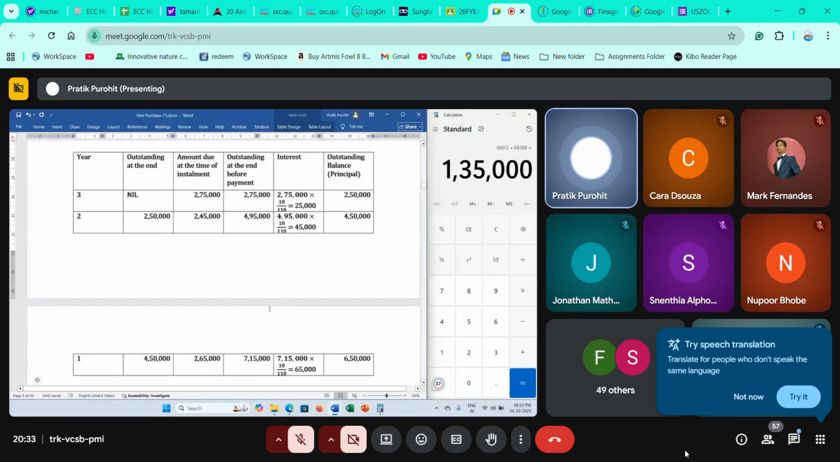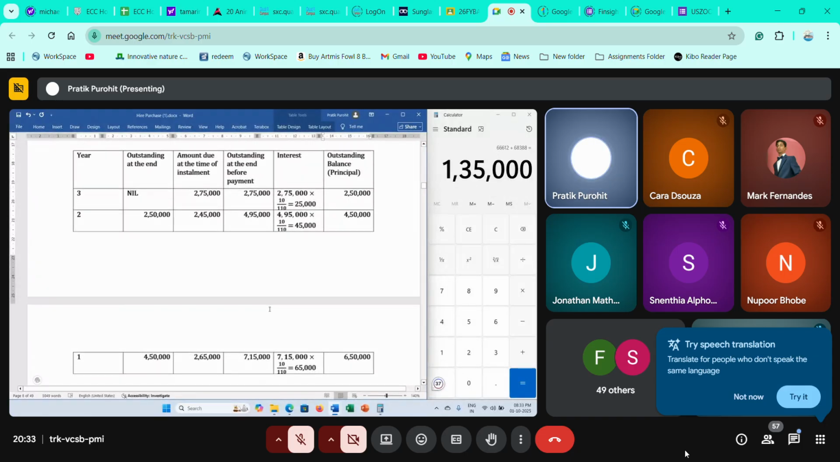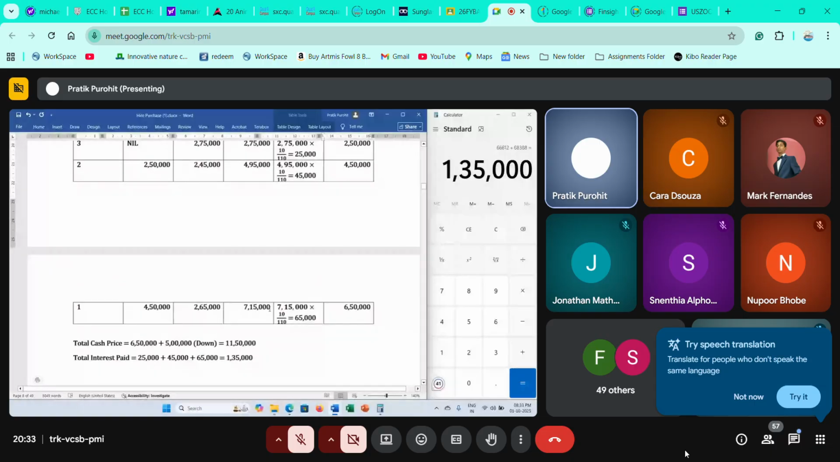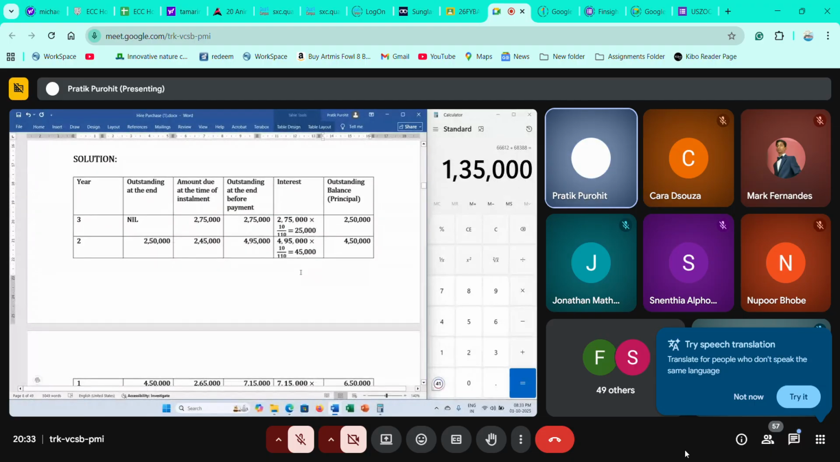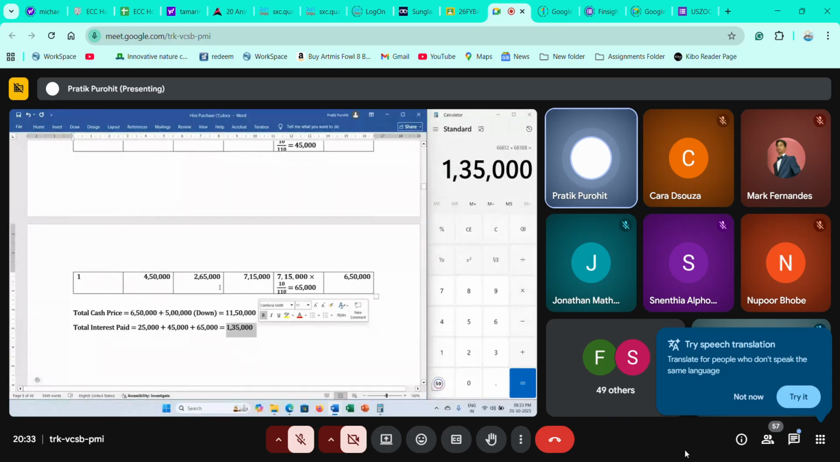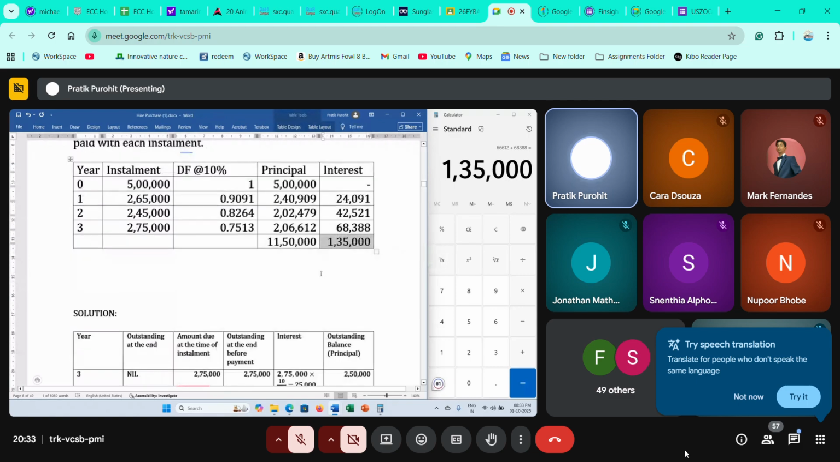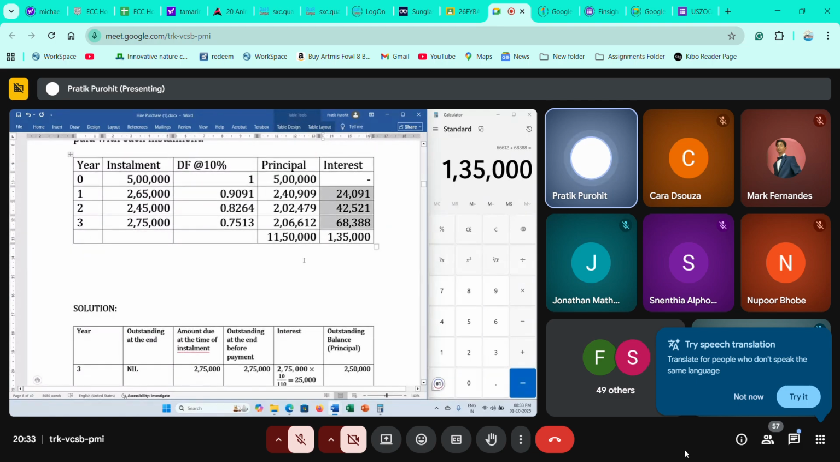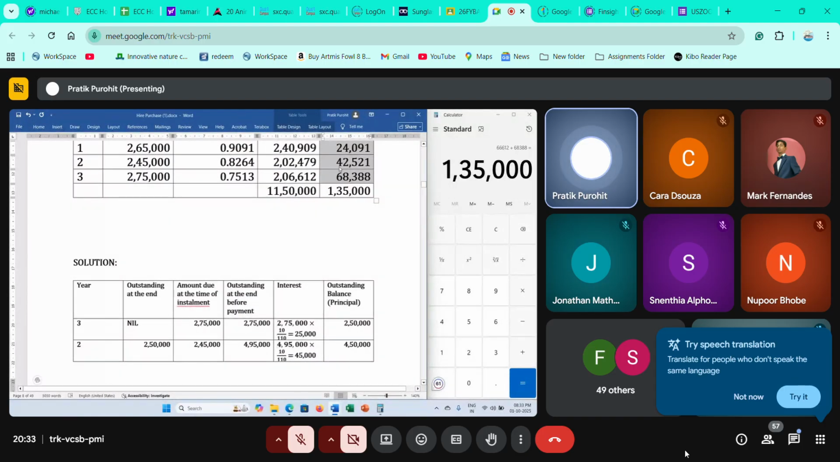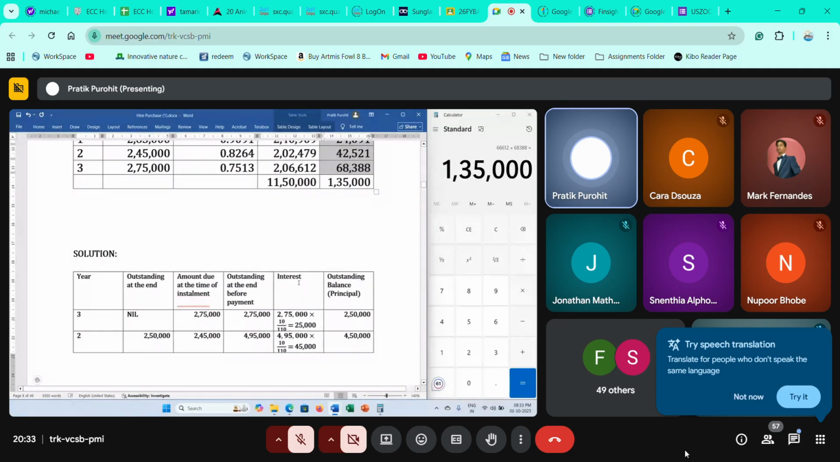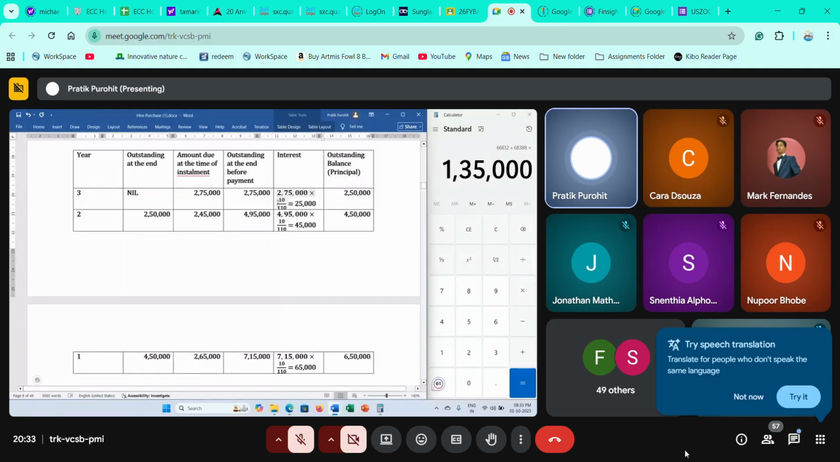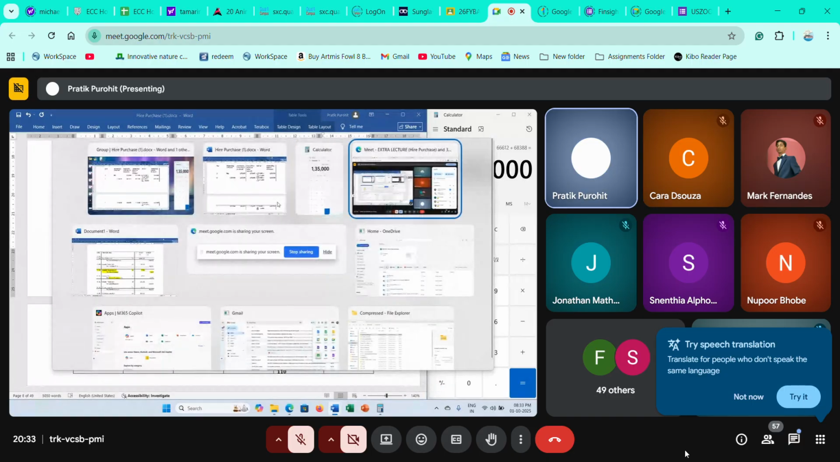I guess I've not made a total over here, but if you make a total, you will see, I've done it using the ratio method. Can you see 1,35,000 is the interest paid? The only breakup is different. Here the interest is 24,091, here it is 25. Here it is 42,521, here it is 45. Here it is 68,388, here it is 65. Because I followed the ratio method, which we did as the second method in class.